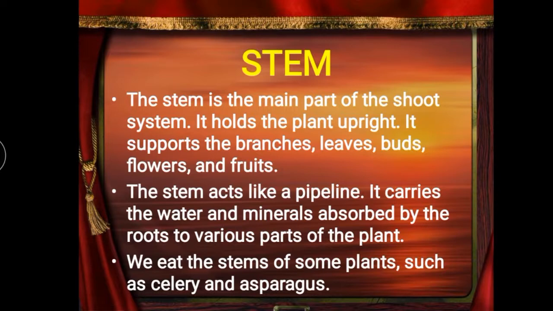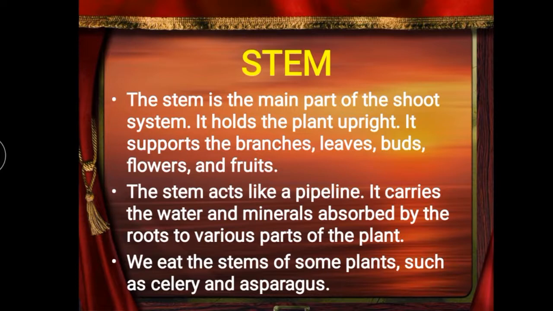It carries the water and minerals absorbed by the roots to the various parts of the plant. We know that the roots absorb the water and minerals from the soil. First the root will absorb, then the stem acts as a pipe through which the water flows to the different parts of the body. You understand? First, the root will absorb the water and minerals from the soil. Then the stem acts as a pipeline, through which the water and minerals are supplied to the different parts of the plant.